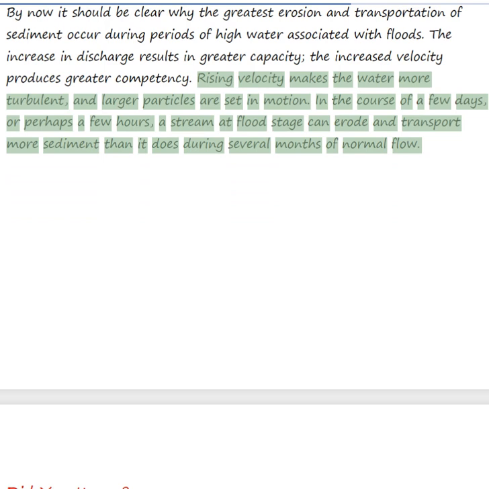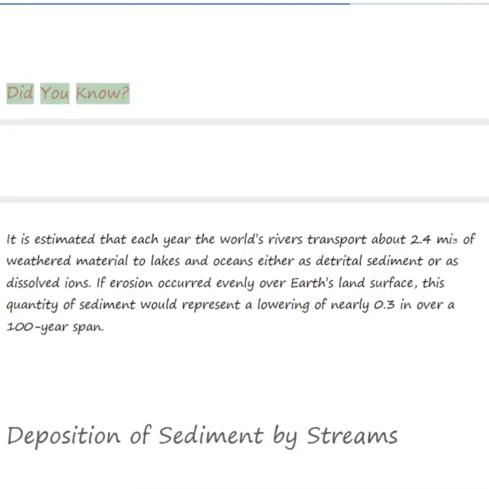In the course of a few days, or perhaps a few hours, a stream at flood stage can erode and transport more sediment than it does during several months of normal flow. Did you know?